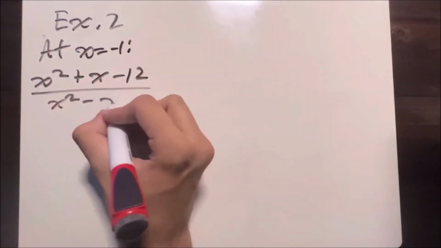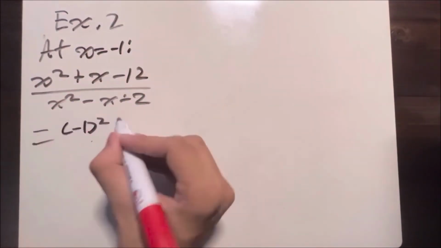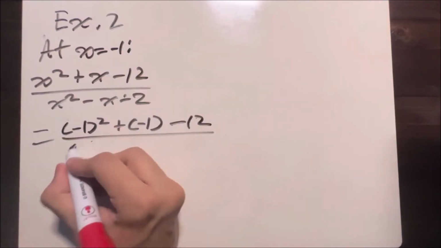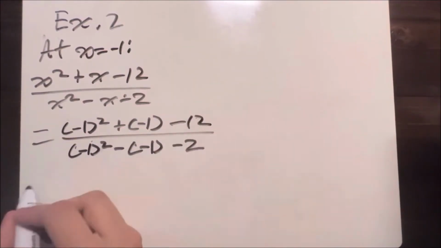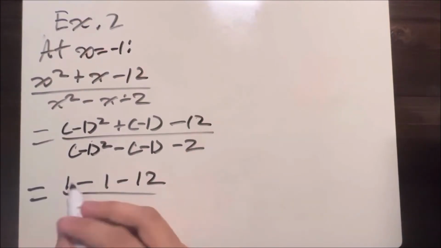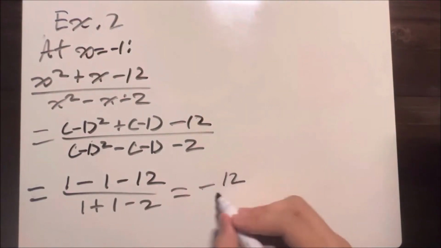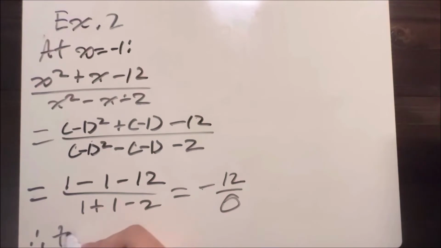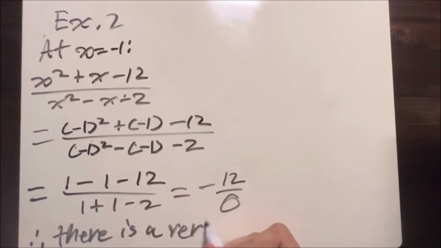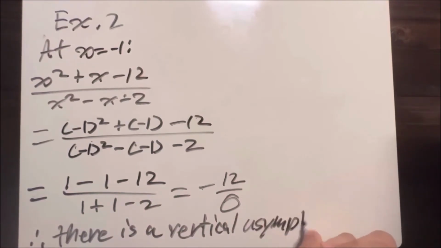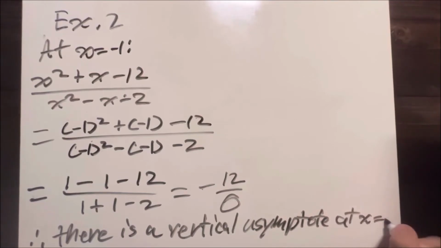If we plug in x equals negative 1 to the function, we get negative 1 squared plus negative 1 minus 12 over negative 1 squared minus negative 1 minus 2, which simplifies to negative 12 over 0. This means a vertical asymptote exists at x equals negative 1.